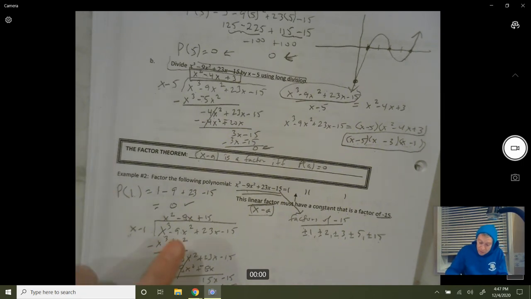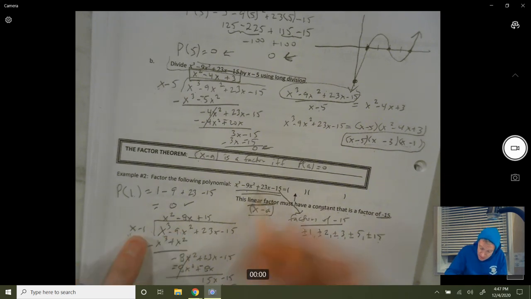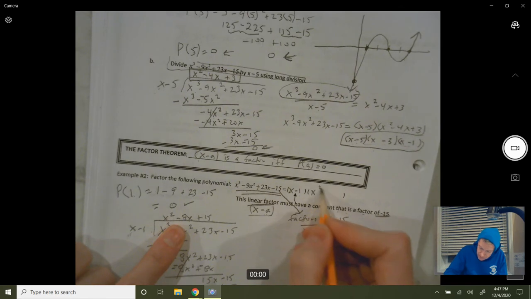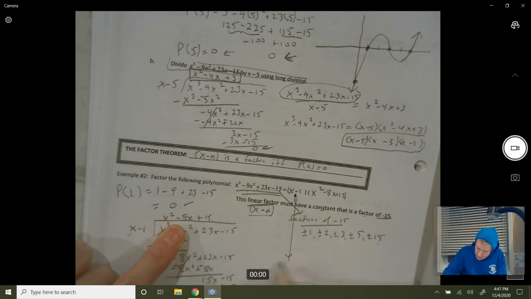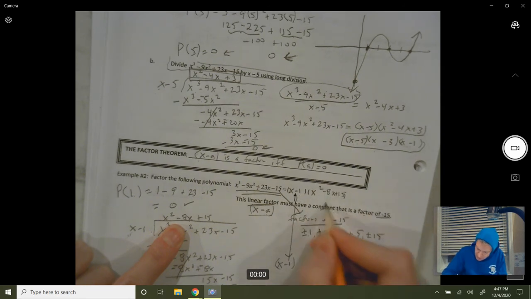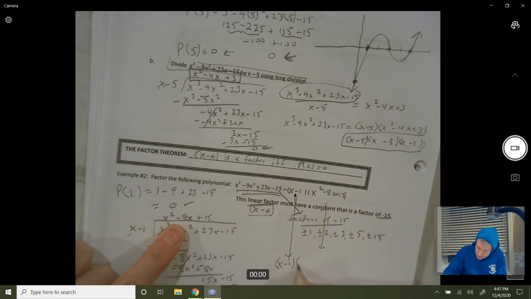So basically what we've done is factor this into x minus 1, which we know works, and then x squared minus 8x plus 15. Then we can factor further. We've got the x minus 1, and the x squared minus 8x plus 15 factors into x.